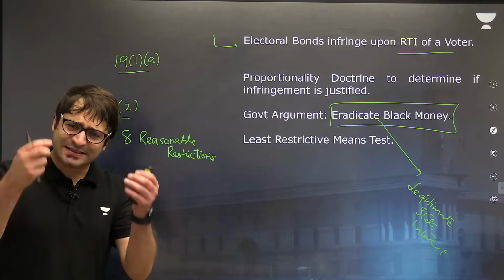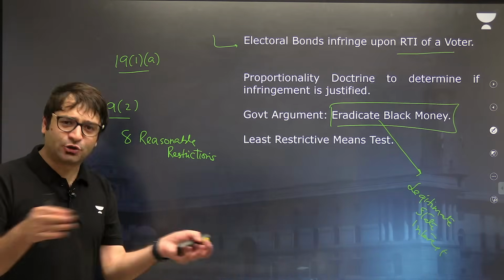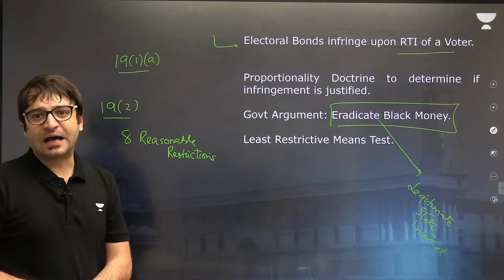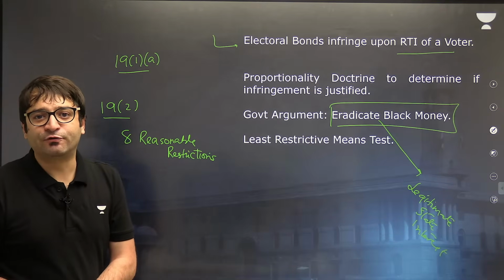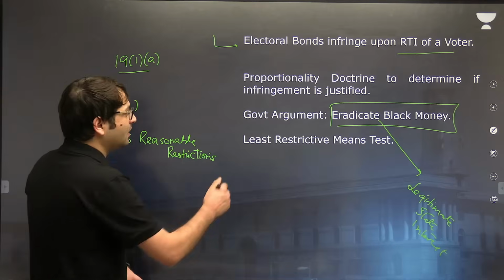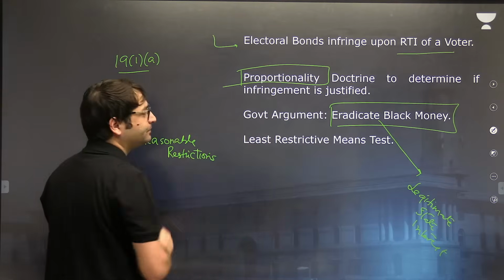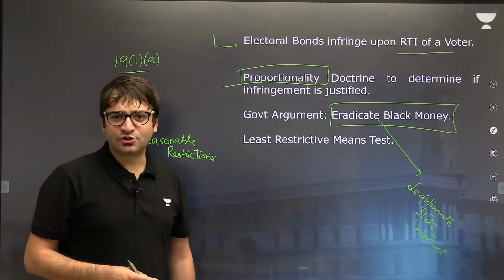Let's assume that it is a genuine concern. We need to eradicate black money. But for that, we need to follow and apply the test of proportionality. What is the test of proportionality?